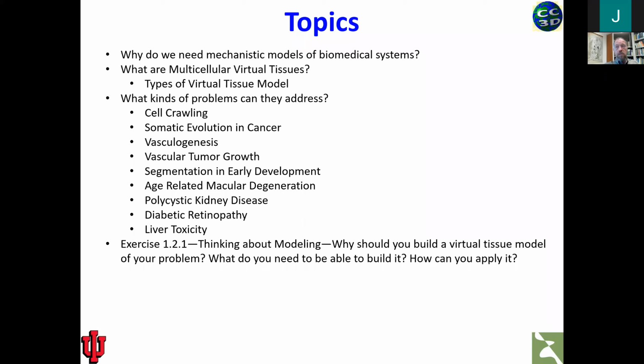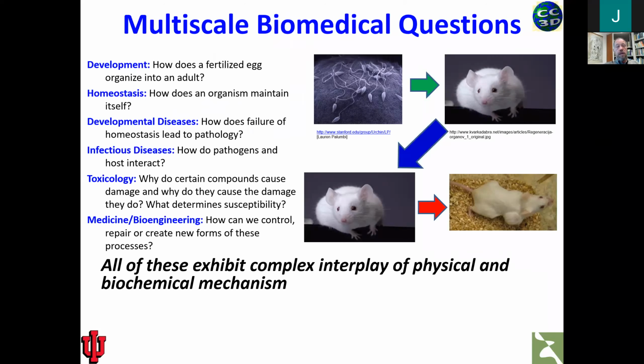So we're going to be addressing biomedical problems in general. Those could be problems in developmental biology. How do you organize tissues? They could be problems in homeostasis. How do you maintain a tissue once you've built it? They could be problems of failure of homeostasis, of which cancer is the most classic example. We're going to talk about infectious disease modeling. Another area that CompuCell has been used for extensively is in modeling toxicology, how chemical compounds can damage cells and tissues. And people have also used CompuCell-like approaches in CompuCell to model things like tissue engineering.